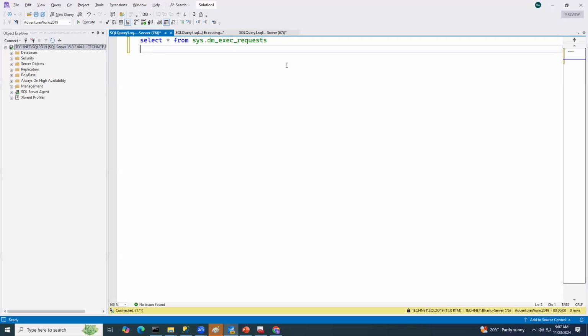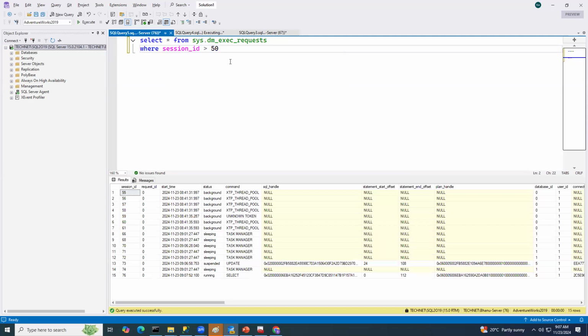Understand that we were working on, right? So where session ID is greater than 50. The reason I'm using this 50 is that the first 50 are system threads, which will be executed. So I'm using only above 50, so that whatever connections open this database will show, right? But it's not restricted only within 50. You can see n number of system threads open even beyond 50, right? So you have background threads and all.